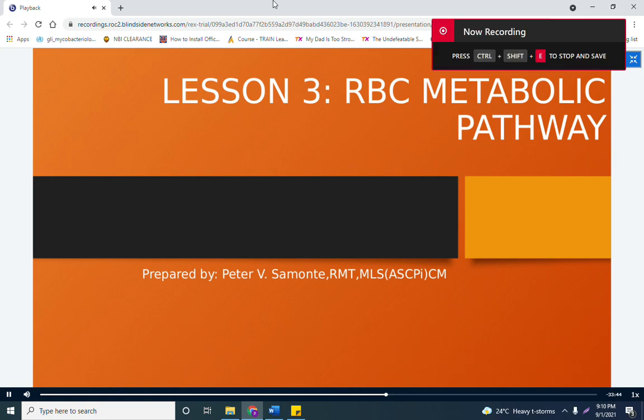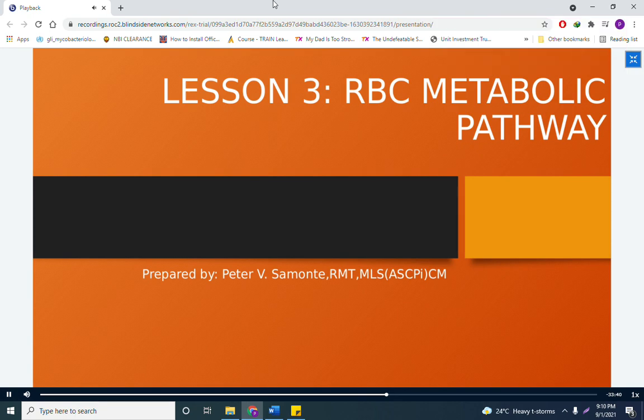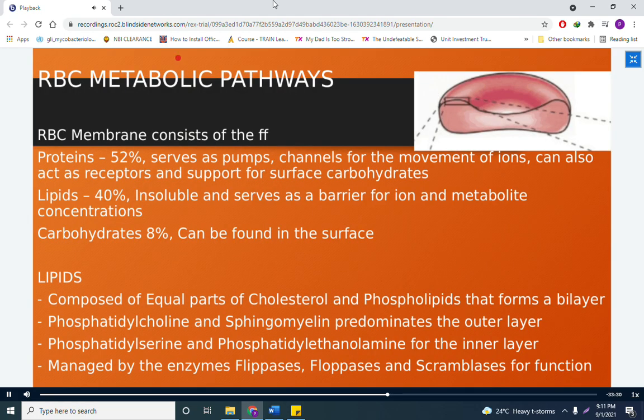RBC metabolic pathway. So class, other cells, your RBC has a metabolic way of surviving. So we will discuss that here. Now, your RBC membrane class, when you say membrane, your appearance, your shape, this part here. It consists of the following.